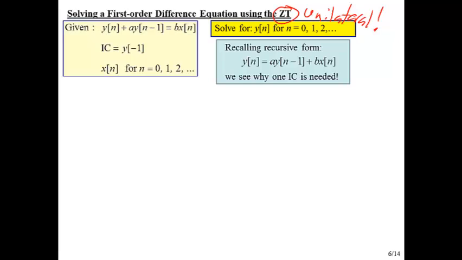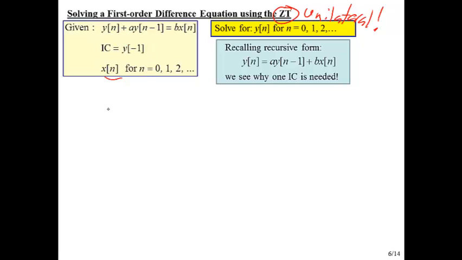And since it's a first order difference equation, and we know that by looking at the difference between the most advanced and least advanced terms, for a first order difference equation we need one initial condition. That initial condition occurs just prior to application of the input, which happens at 0.